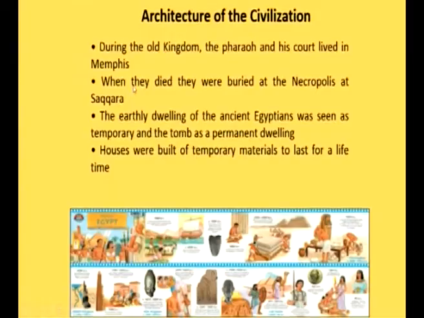During the Old Kingdom, the Pharaoh and his court lived in Memphis. When they died, they were buried in the necropolis at Saqqara. The earthly dwelling of ancient Egyptians was seen as temporary, and the tomb was a permanent dwelling. Houses were built with temporary materials which lasted for a lifetime.